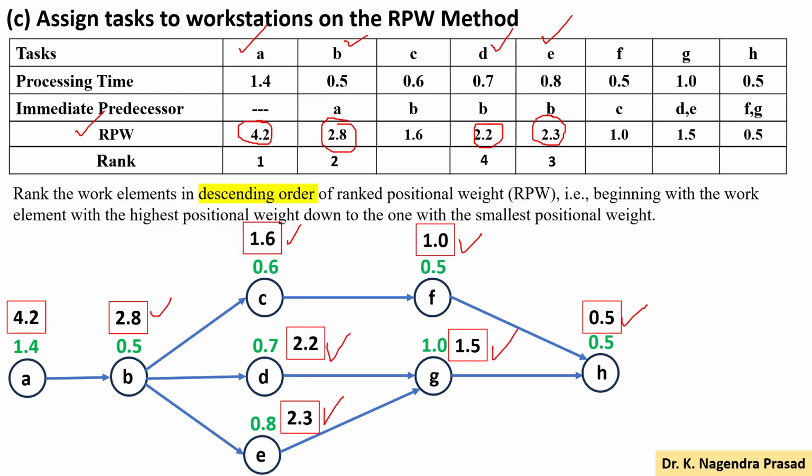And next highest value is 1.6 for task C, so for task C, I have to give rank 5. And next highest value is 1.5 for task G, so for task G, you have to give rank 6. And next is 1.0 for task F, so I have to give task F rank 7. And the last one is rank 8.